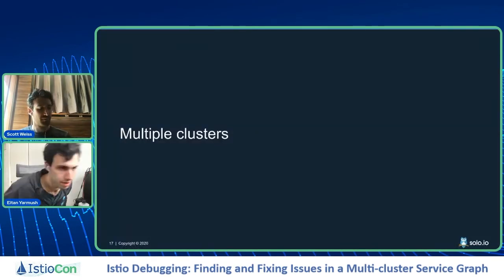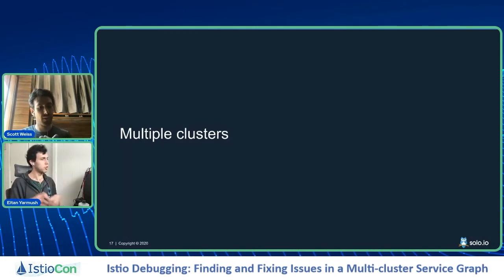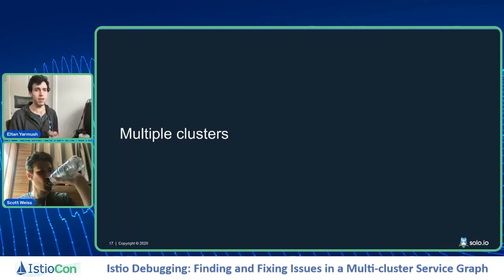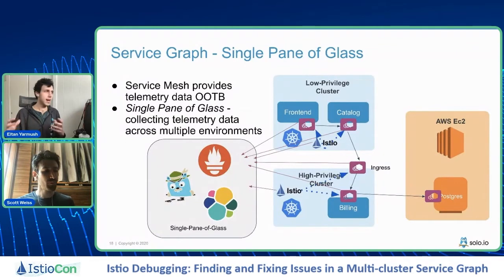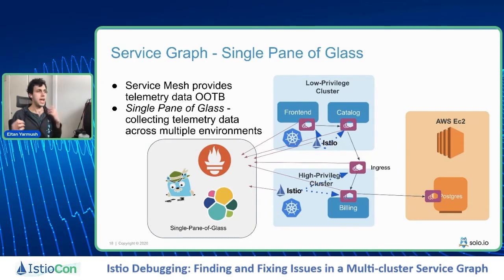Cool. So as Scott mentioned, now we're going to talk about how we extend these observability primitives to multiple clusters to help us debug these complex service graphs. So again, as Scott mentioned, the service mesh provides telemetry data out of the box, which is incredibly useful for figuring out problems at the cluster level. However, it doesn't scale so perfectly to the multi-cluster scenario. And as we mentioned, these service graphs are growing quickly. And our customers are telling us this. And they're including other clusters. They're including external services. And customers want a way to view all of their data in one place through a single pane of glass, as we like to call it. And so the problem becomes, how do we collect and aggregate this telemetry data across multiple environments?